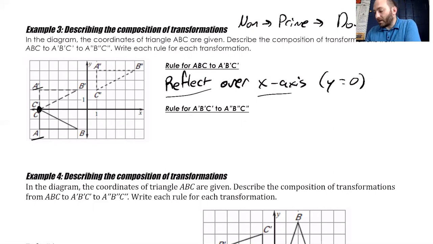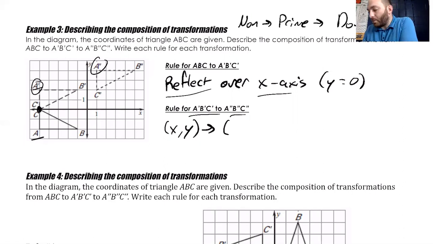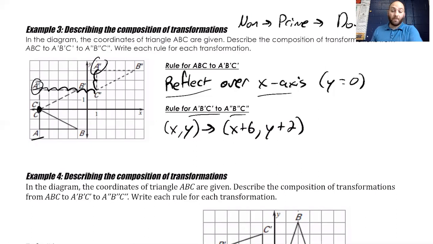Then the next rule is, how do I get from prime to double prime? So I kind of just focus on one part here to here. And I look at that. That's a translation. So since I'm writing a translation, remember it has to follow this format. I start with x, y, and then I'm going to write what happens to the x and what happens to the y. So since A prime goes 1, 2, 3, 4, 5, 6 to the right, it's going to be x plus 6. And then it goes 2 up. So it's y plus 2. So that's it. If I give you a graph, you just write both of those rules down. It's got to be a step-by-step process.